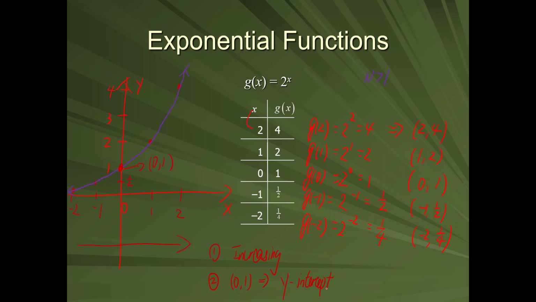And then the third point is, this curve never touches the x-axis. So we have a horizontal asymptote. An asymptote is the line that this function gets infinitely close to, but never goes through. So the x-axis is the asymptote. By sketching the graph, we can come up with some observations and understand the characteristics of the graph of the exponential function.